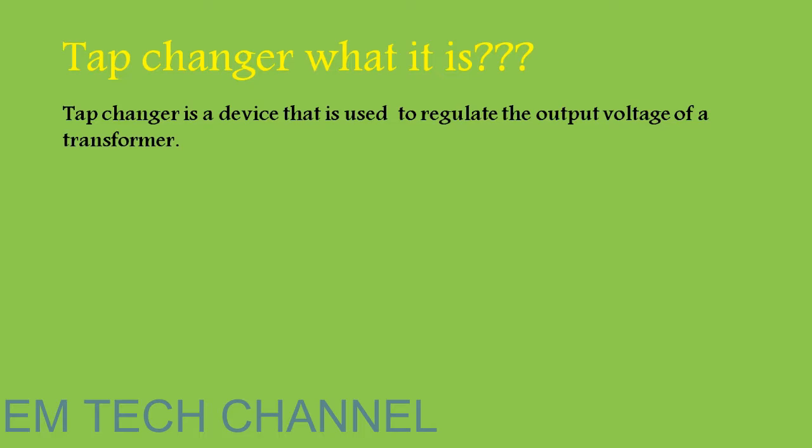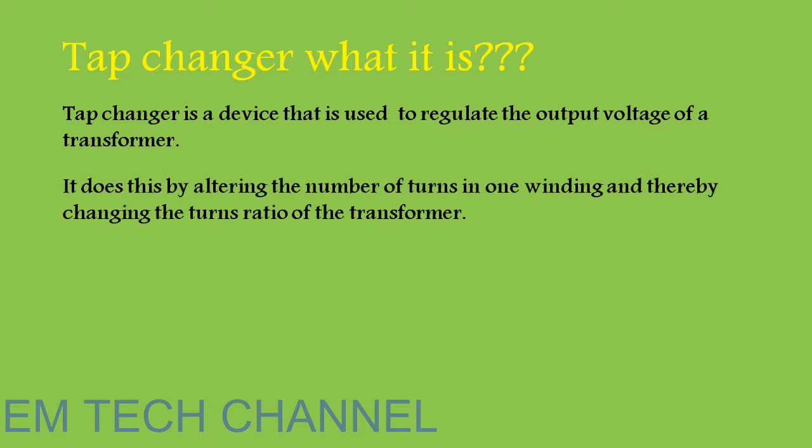How does it do this? It does this by altering the number of turns in one winding. In this example, we are going to see a tap changer that is connected to the high voltage winding, keeping the low voltage winding constant. In most cases, the tap changer will be on the LV winding, the low voltage winding also, but in this case we are going to see a tap changer that is connected to the primary side of the transformer. So in this case, the number of turns in one winding means the number of turns in the primary winding, thereby changing the turns ratio of the transformer.